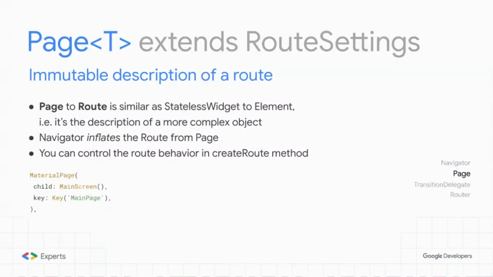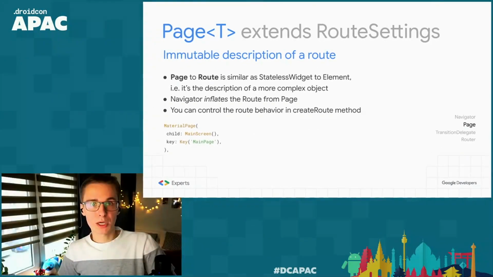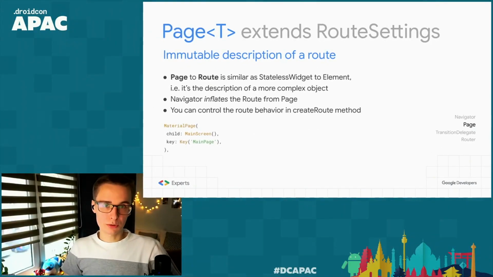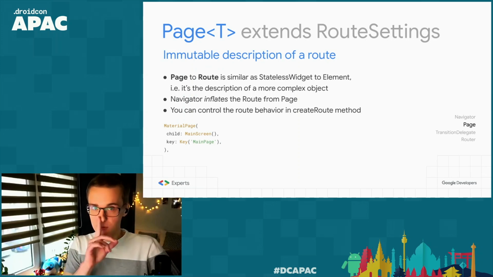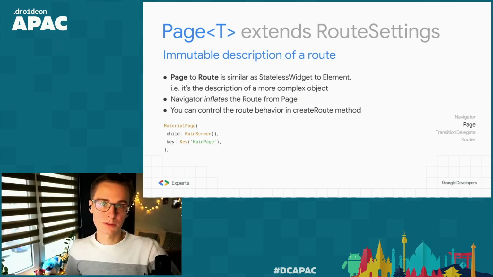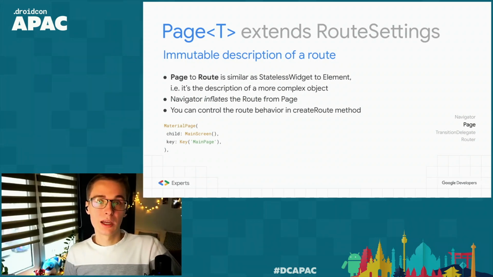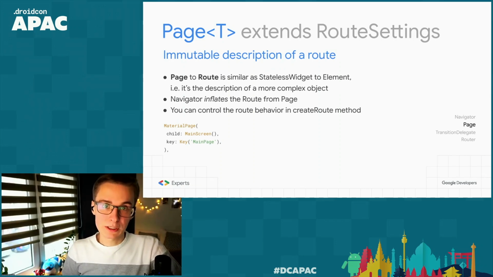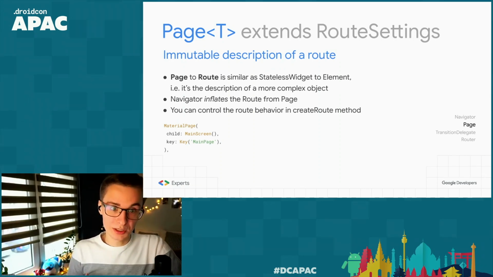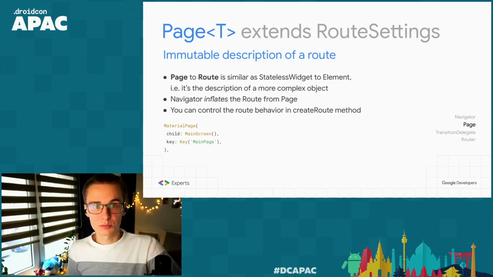Okay, so let's go to the next part of the Navigator API. We have the page object, and the page object is something that is extending route settings. You remember a second ago I showed you that you can access the page through the route settings of the route, and now page is extending the route settings, so it still has a name, it has a key, and it's backwards compatible with the previous API. As I said, page to route is something similar to stateless widget to element. It's just a description of a more complex object.